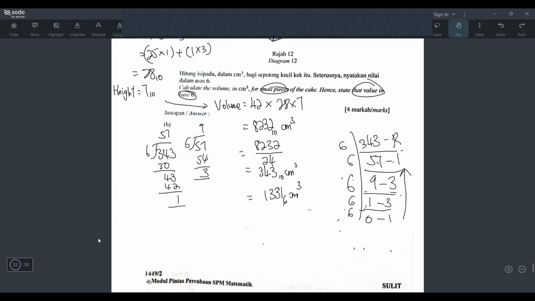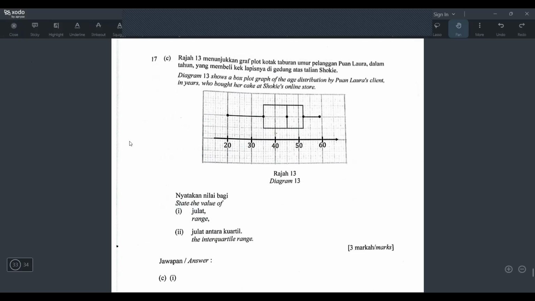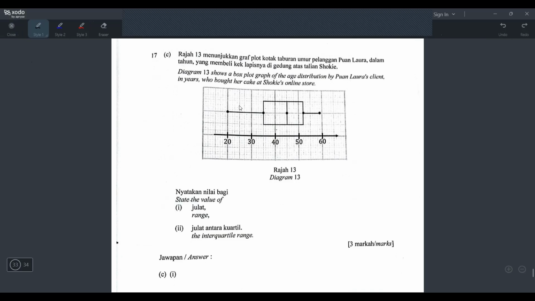Okay, that's how you do it, right? Okay, let's look at 17C. Diagram 13 shows a box plot. So this is a box plot graph for the age distribution of Puan Lara's clients who bought her cake at Shopkee's online store. State the value of the range and the interquartile range.